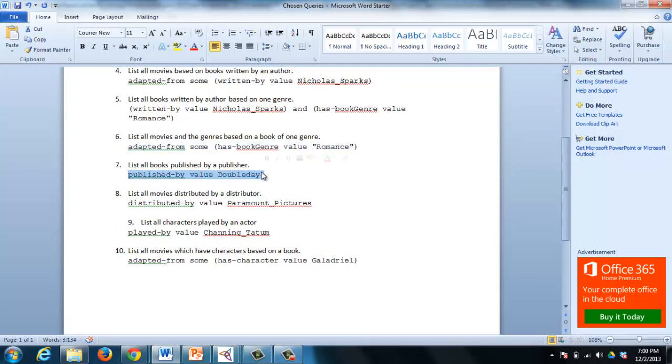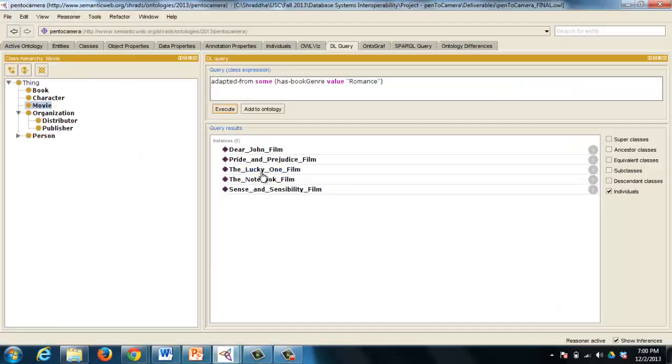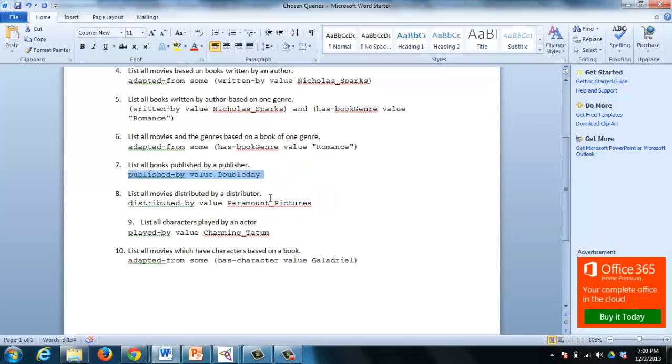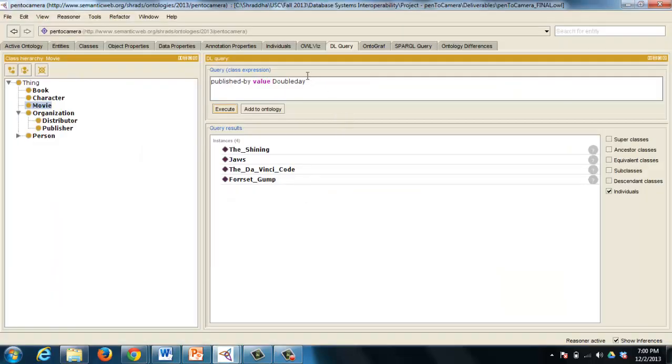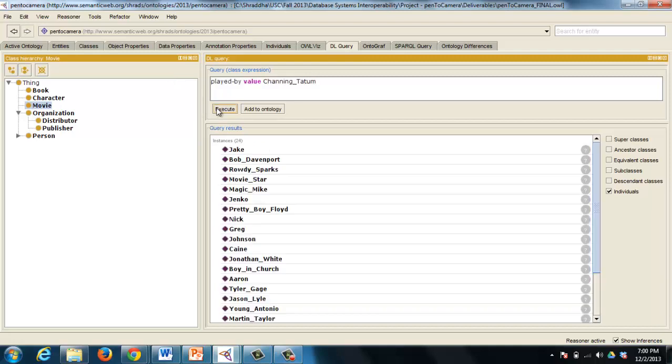Certain other queries are simpler ones, like if I want to find out all books published by a publisher, Doubleday, then this is the list. So similarly we can find all the movies distributed by a specific distributor. If I want to find out all the characters that Channing Tatum has played, for example, just the characters in movies, I have a list of characters.